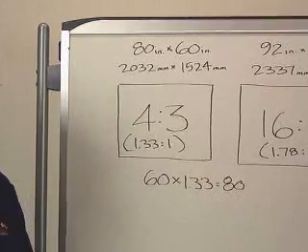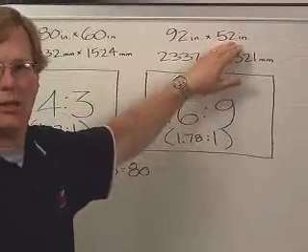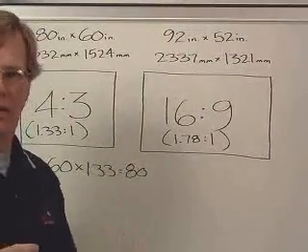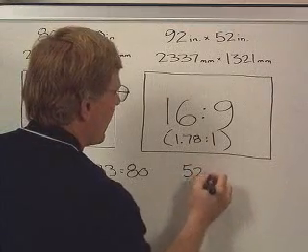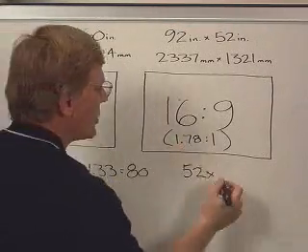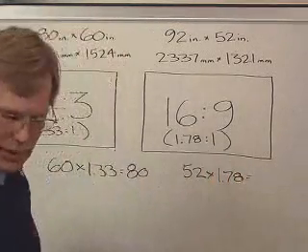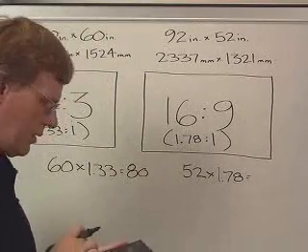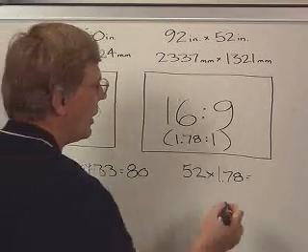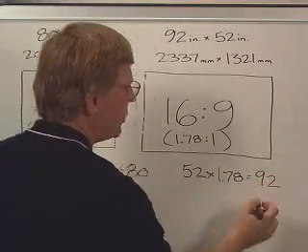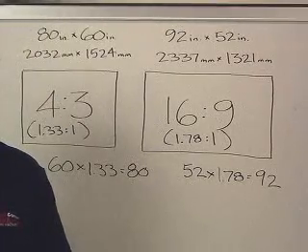Let's do the same thing for the 16:9. If I know that I have a 52-inch high screen here, and I want to know what the width is at the 16:9, I can take my 52, multiply it times the 1.78, and the result that I get here, using my calculator, 52 times 1.78, I end up with 92. That's if I have the height and I want to know the width.